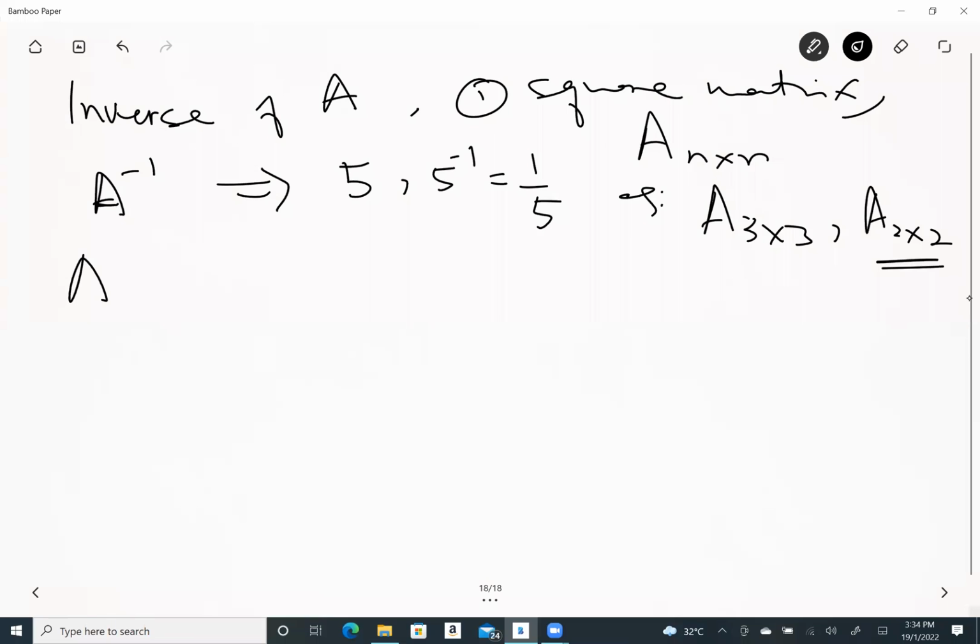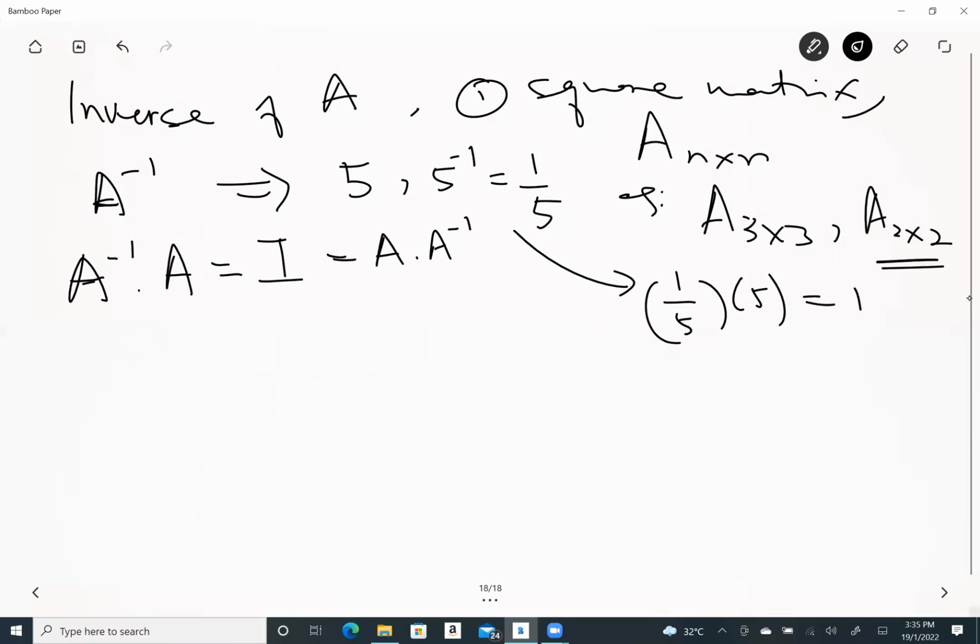The inverse of a matrix A is A inverse, such that if I multiply the inverse of A with the matrix A, that will be equal to I. Or you can also multiply it on the other side. Okay, you got I. Similarly, if you multiply the inverse of 5, 1 over 5, with 5, then what do I get? I get 1. So I is like 1. I means identity matrix.